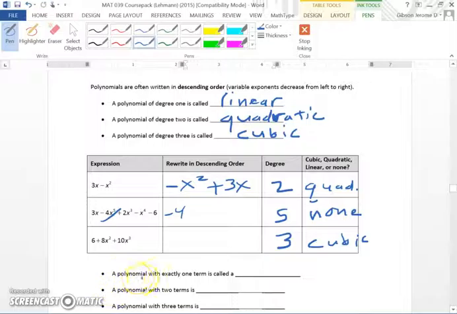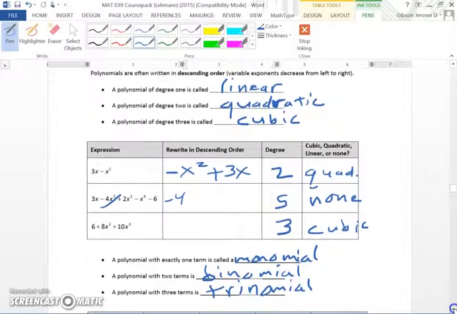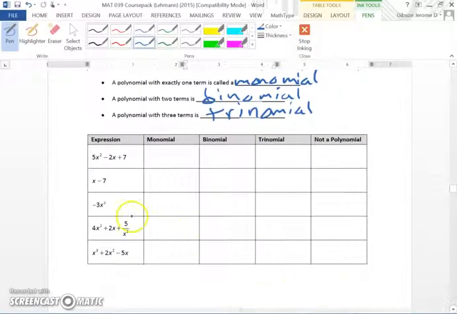And so we're done with that. Now, it says here, a polynomial with exactly one term is called a monomial. A polynomial with 2 terms is called a binomial. And a polynomial with 3 terms is called a trinomial. Okay, now what we have to do with this next chart is pick which one of these is correct for this expression.